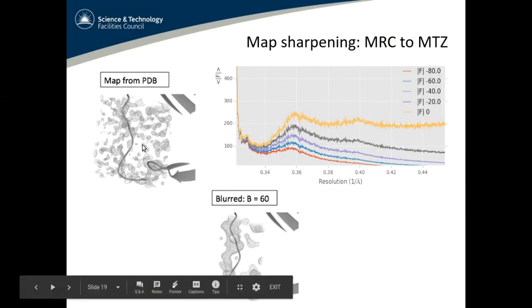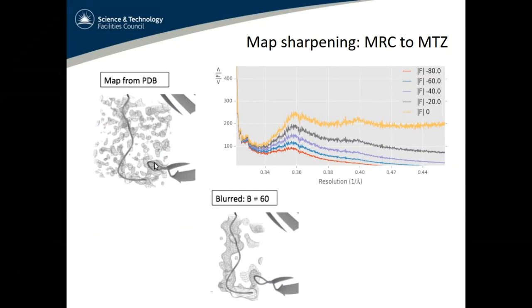In this example here, we have a map from the PDB up in the top left. This is a fairly famous example of beta-galactosidase, 2.2 angstroms. And you can see here in particular, this looks pretty noisy. The main chain is following a few bits of density through here, but it's not a very nice fit and it doesn't look very convincing.